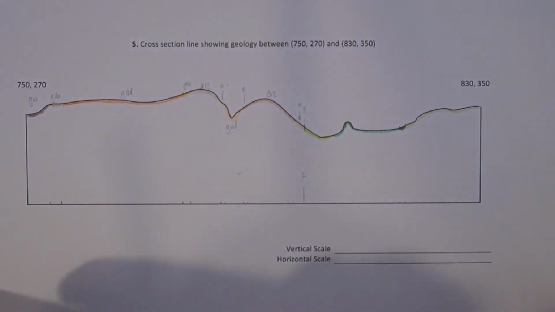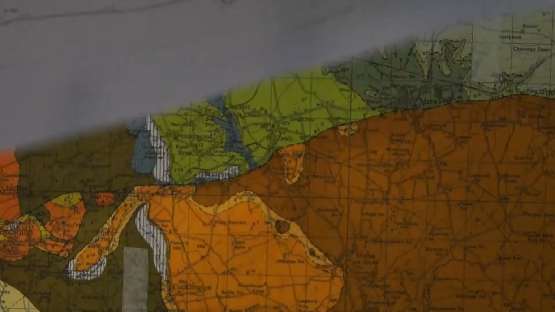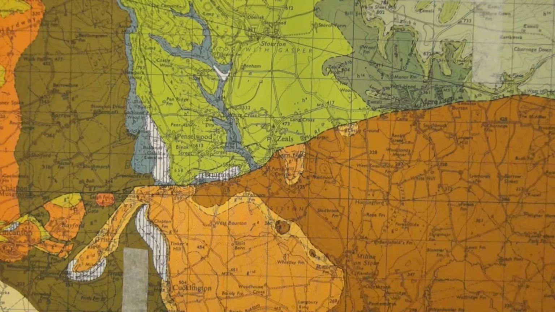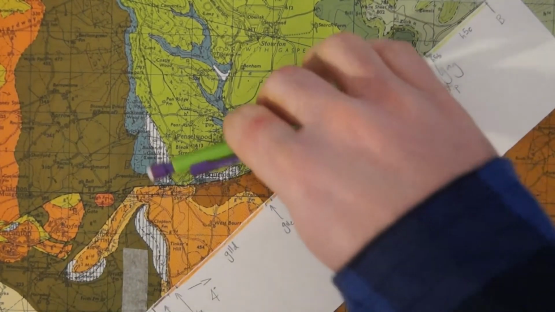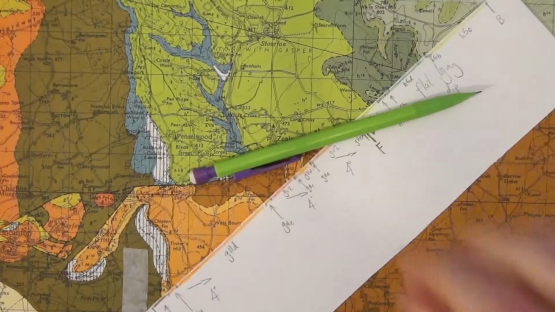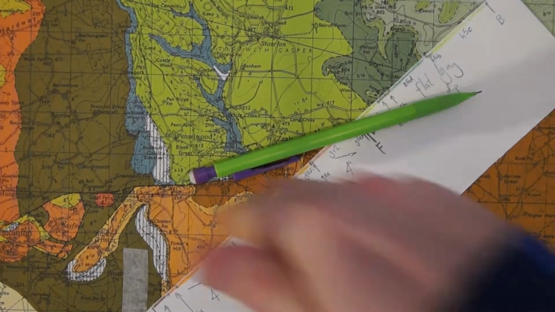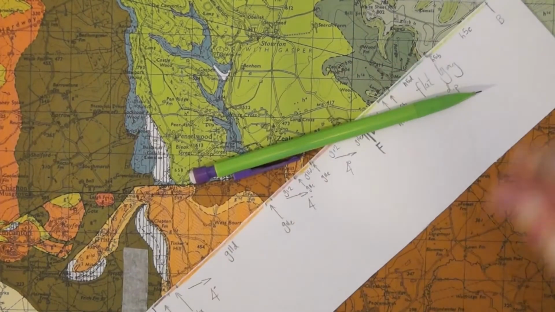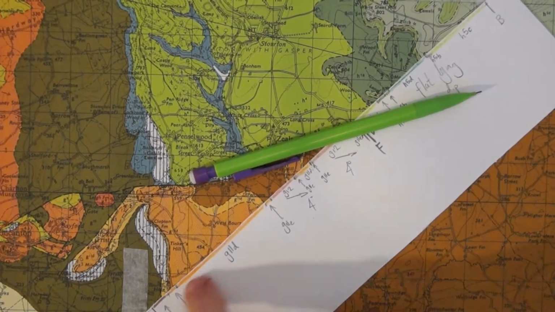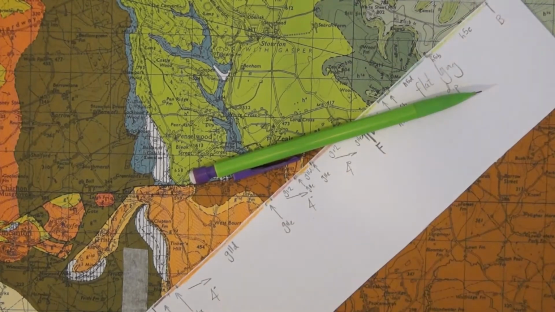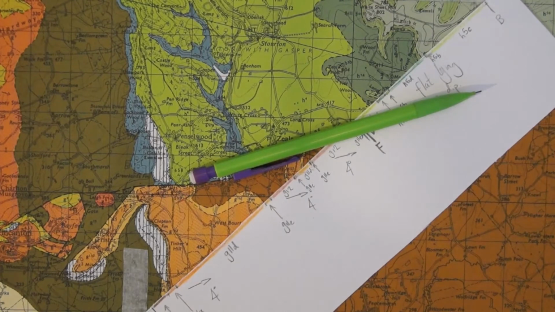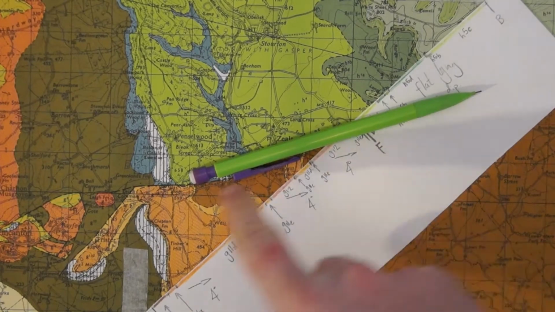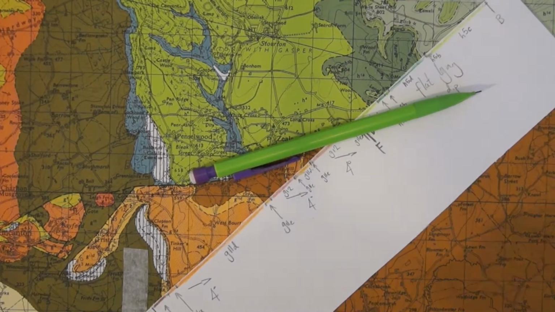The other problem we've got is that our cross-section line plots at an oblique angle to the strike of the fault plane. The fault plane strikes something like this, sort of east-west-ish, and the cross-section line runs northeast-southwest. So because we've got this oblique angle to strike, our fault is going to have an apparent dip. It's not going to look as steep along this cross-section because we're not cutting it at strike.